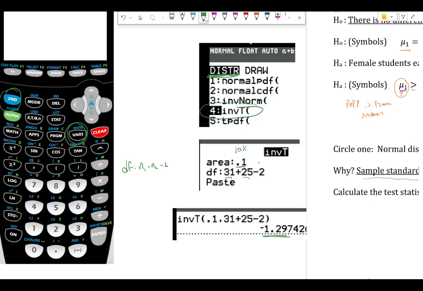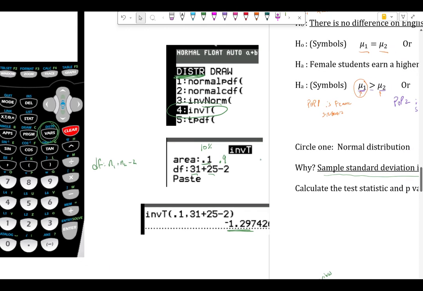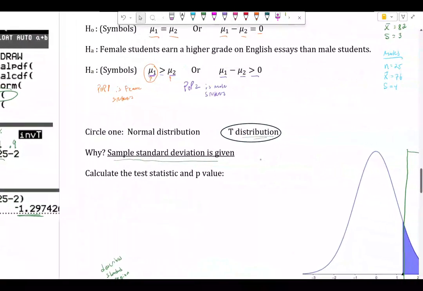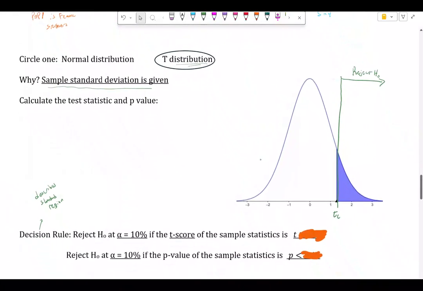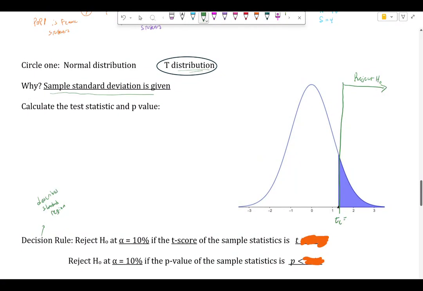Now I could have technically written in 0.9 because this is a right-tailed test, but since the t-distribution is symmetric, it doesn't really matter. We could just make this 1.30. So we are going to reject the null hypothesis if our t-score is greater than 1.30, or we will reject the null hypothesis if the p-value, the probability value of the sample statistic, is less than 10% or less than 0.1.